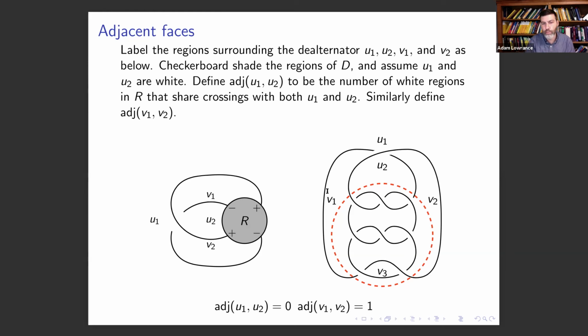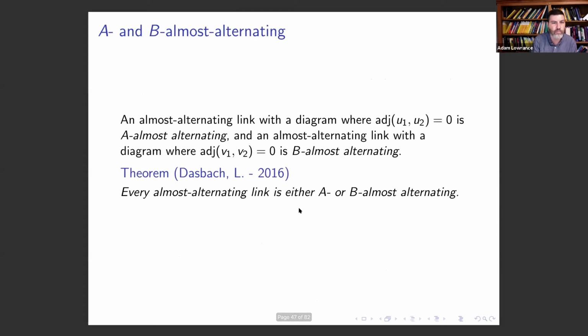But if we do the same thing for V1 and V2, there are 5 faces in that checkerboard graph: the 2 up here, the 2 up here, and this one here, plus V1 and V2. But V3 is adjacent to both V1 and V2, so the adjacency of V1, V2 is going to be 1 for this example. I'm just defining some terms here that come into how we make A and B almost alternating. An almost alternating link is A almost alternating if the adjacency between U1 and U2 is 0, and it's B almost alternating if the adjacency between V1 and V2 is 0.